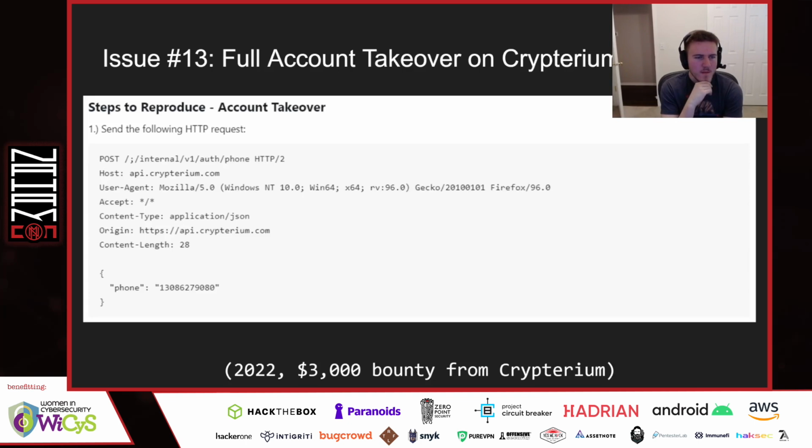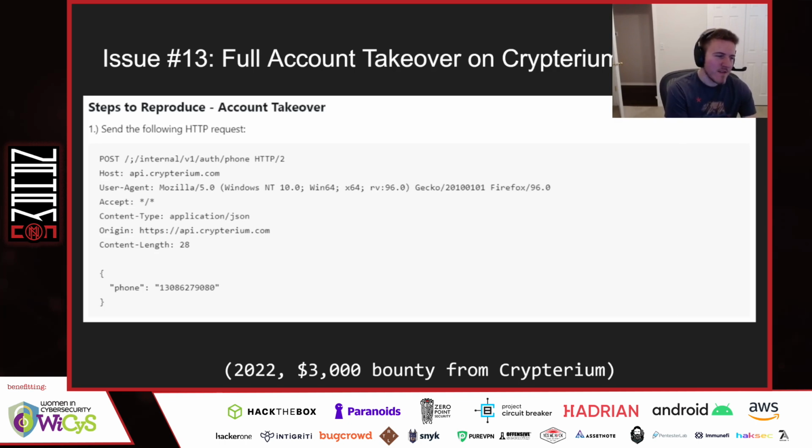So sorry, I'm kind of speedrunning these. But anyway, issue number 13 is a full account takeover vulnerability on Crypterium, right? So Crypterium is an exchange, and this is a different type of bug because it's more of a custodial platform. But what you're able to do is use the Orange Tsai type trick of semicolon slash and access the internal API for it, right?